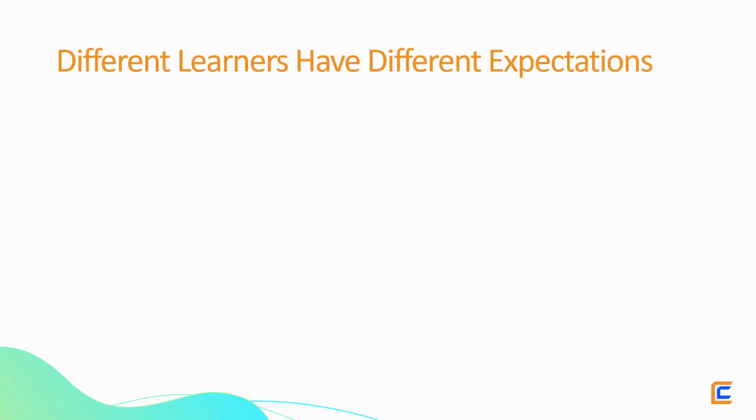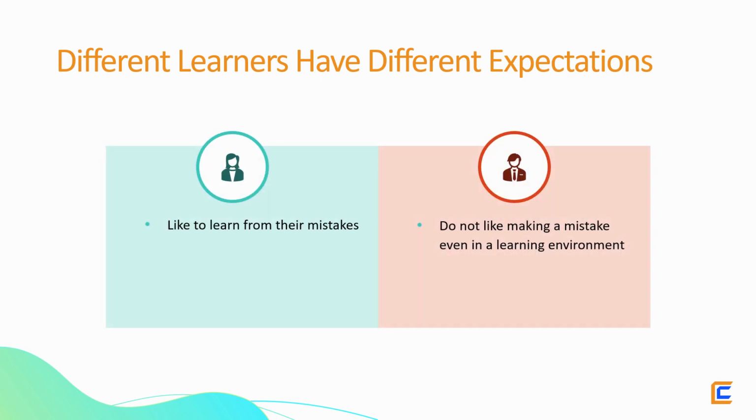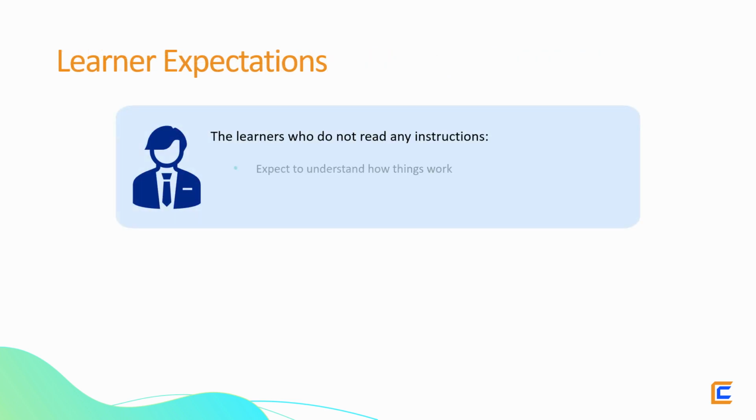Different learners have different expectations and different approaches to dealing with a course. Some learners like to learn from their mistakes, while some learners do not like making a mistake, even in a learning environment. Depending on their approach, some learners act without reading any instructions, whereas some learners carefully read and follow the instructions. They have different levels of patience in dealing with the instructions. Now, even the learners who do not read any instructions expect to understand how things work. Such learners do take tutorials if they fail often, but some may lose interest in the process.